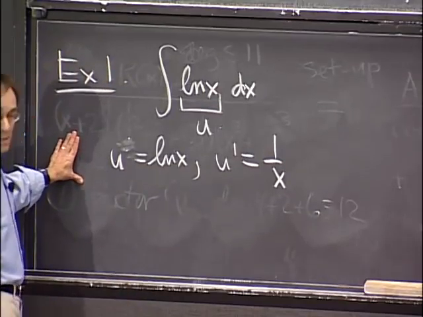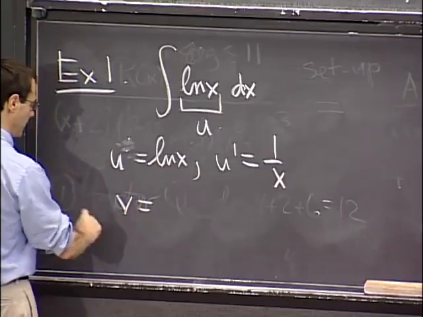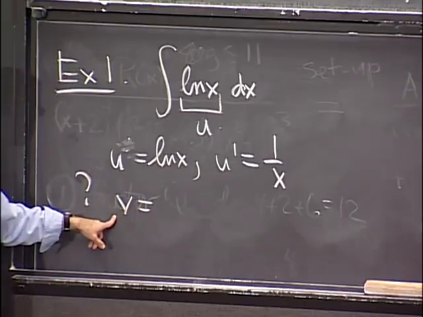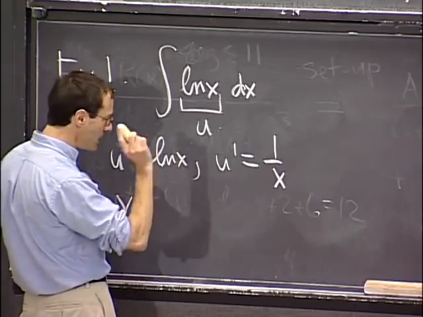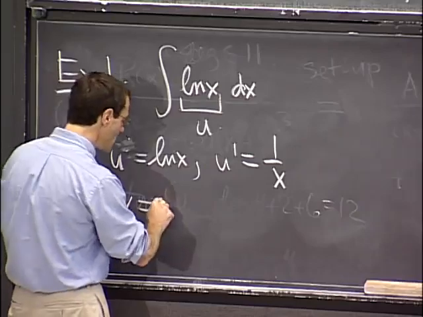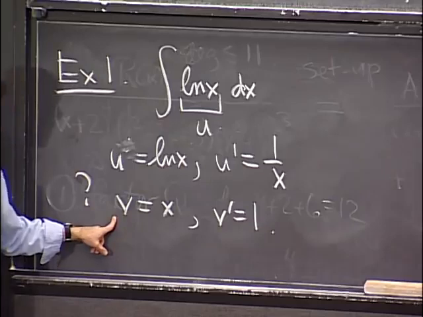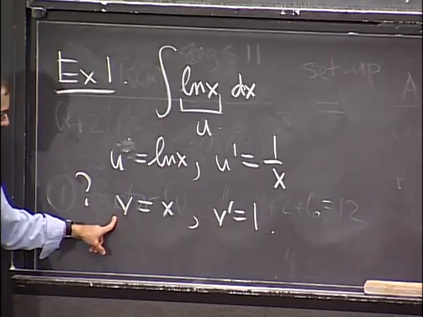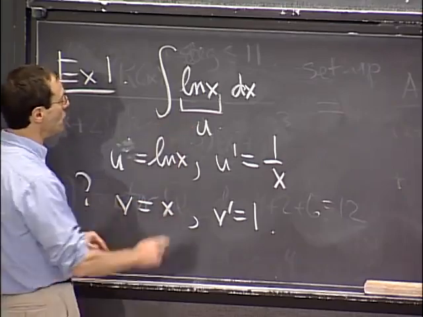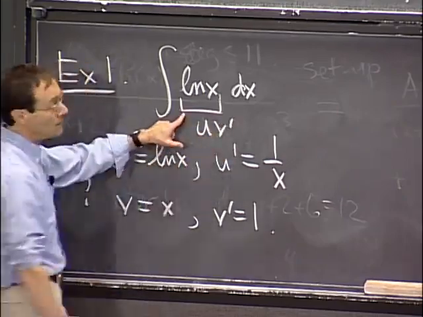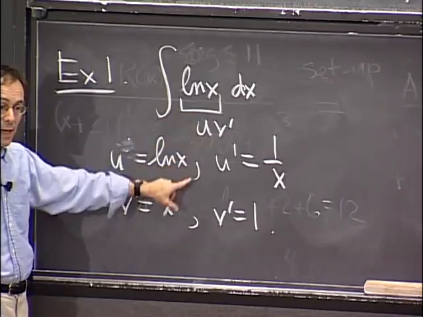In order for this to fit into this pattern, however, I need a function v. So what in the world am I going to put here for v? The answer is, well, dx is almost the right answer. The answer turns out to be x. And the reason is that that makes v prime 1. That makes v prime 1. So that means that this is u, but it's also uv prime, which was what I had on the left-hand side. So it's both u and uv prime.